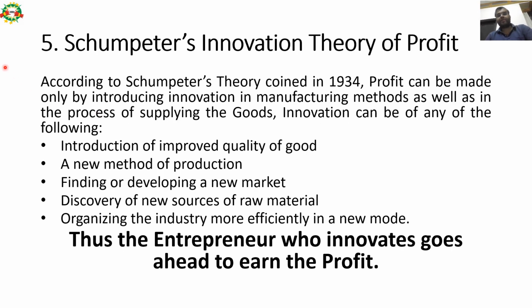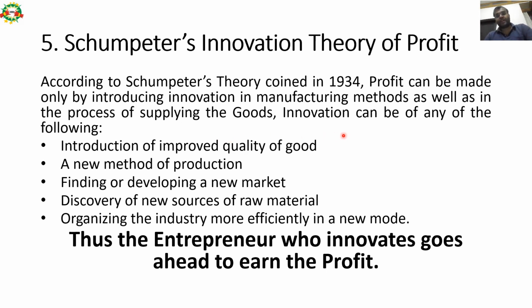Fifth theory of profit is Schumpeter's innovation theory of profit. According to Schumpeter's theory coined in 1934, profit can be made only by introducing innovation in manufacturing methods as well as in the process of supplying the goods. So innovation in manufacturing process and supplying the goods, that is the keyword from examination perspective.